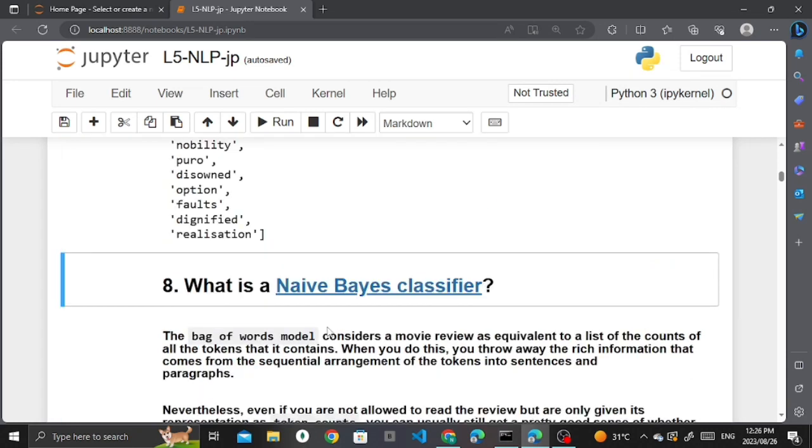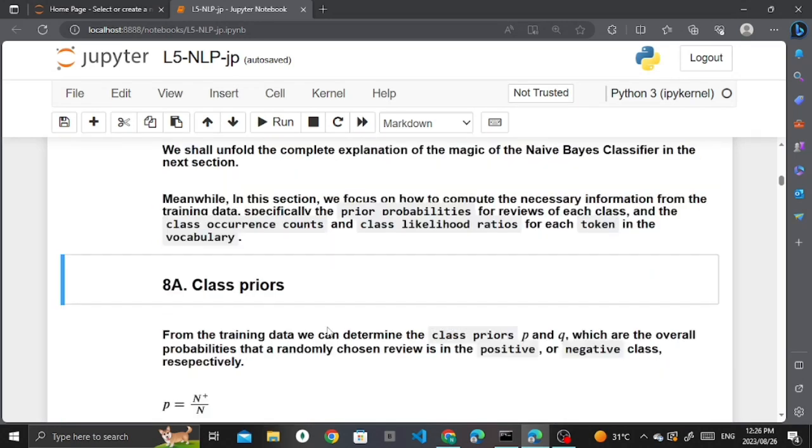Okay, the next and very important thing is what is a naive Bayes classifier. A naive Bayes classifier is an algorithm that encodes this simple reasoning process mathematically. It is based on two important pieces of information that we can learn from the training set, which are class priors and the token likelihoods. The class priors are the probabilities that a randomly chosen review will be positive or negative. So this will determine which reviews from the movie reviews are negative and which are positive.